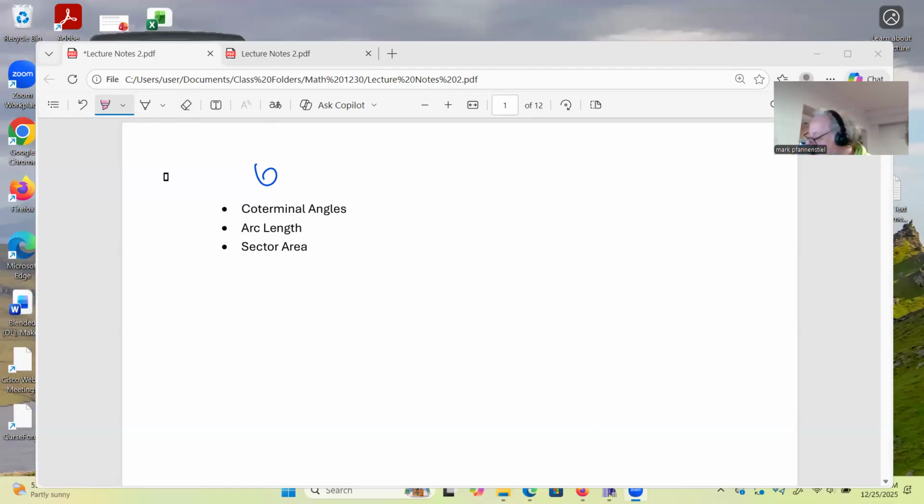Here we're in lecture two, so we're going to talk about three things today. We're going to talk about something called coterminal angles, and then we're going to do some problems. Then we will talk about arc length, and again, we're going to do some problems. And then finally, we're going to talk about sector area. Again, we'll do a problem. All right, so coterminal angles, that's the first bit that we're going to talk about.